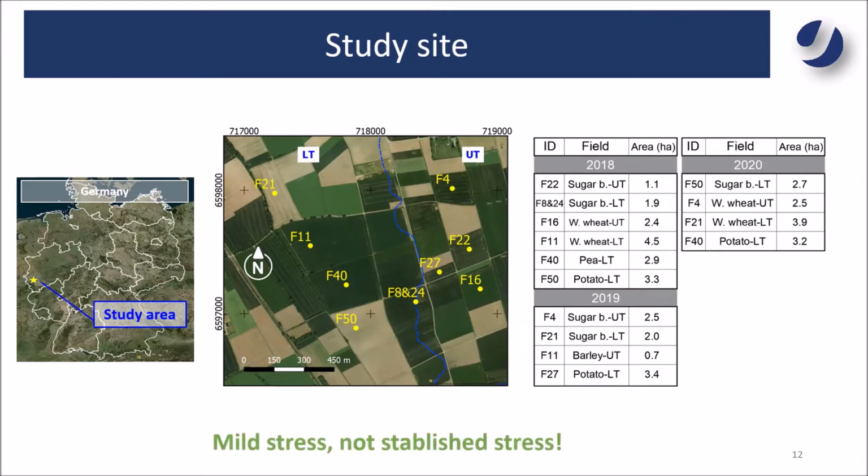I don't know if it is also hidden on your screen, but on mine it is, but I will mention the text in the bottom in green letters that I put. It clarifies that this study was done with mild water stress, not with established stress, because if we want to work with site-specific water management practice, then we should work before it is too late in the crop. So the study is done in mild water stress conditions, not established ones.